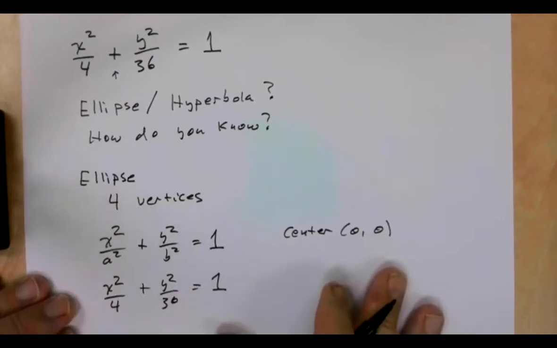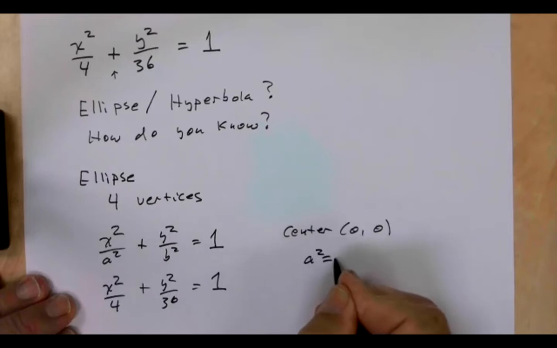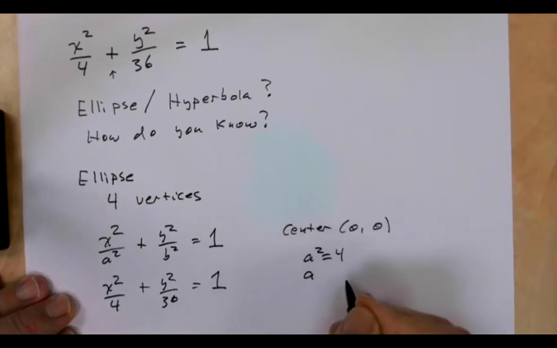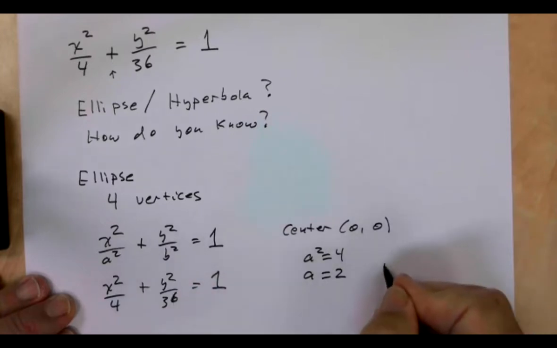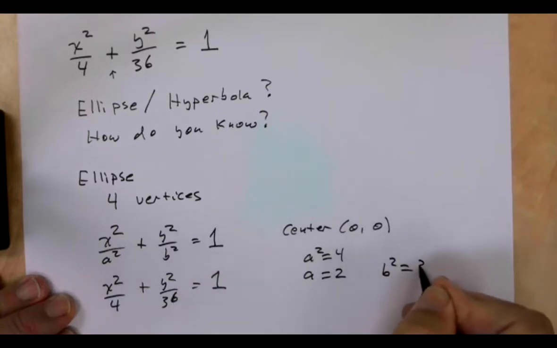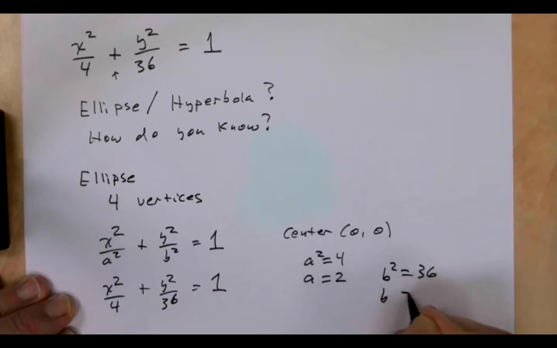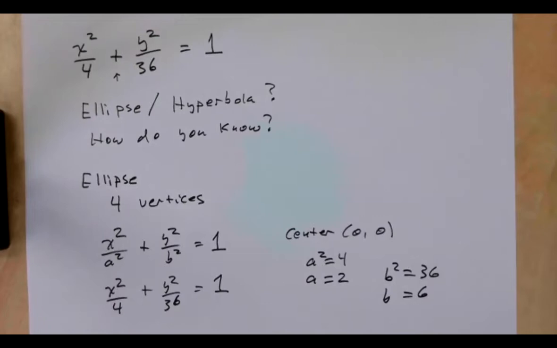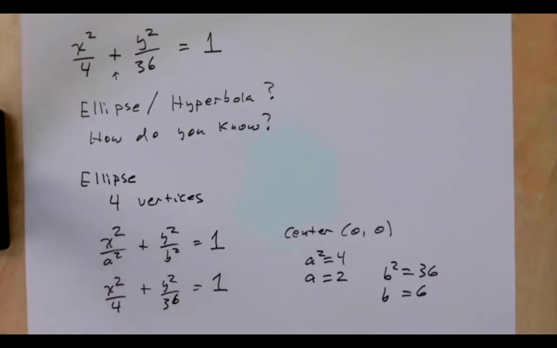A squared is 4. So a is, well, you could say plus or minus 2, but we're going to stick with the positive 2. B squared is 36. So b is 6. So starting at the center, what are we going to do? We're going to start at the center and go 2 units in the x direction and 6 units in the y direction to get our 4 vertices. So let's go ahead and do that.